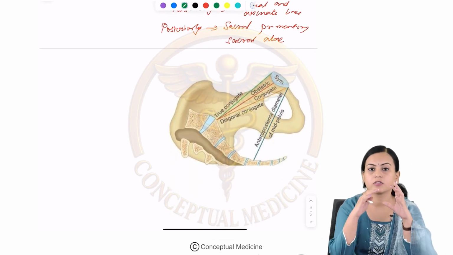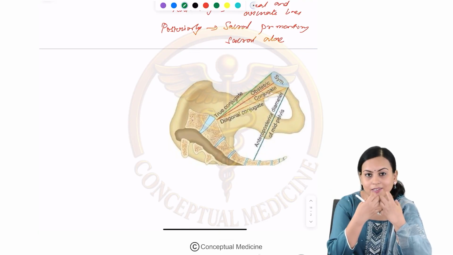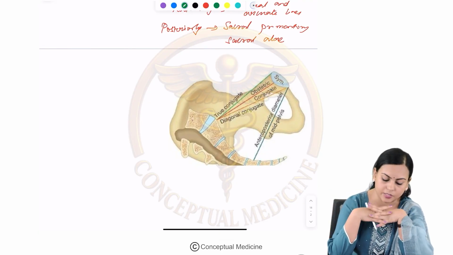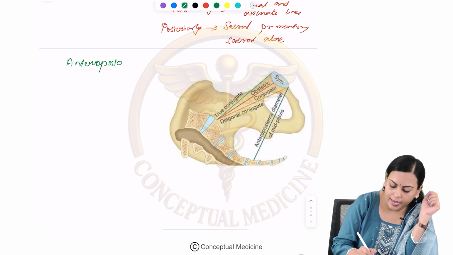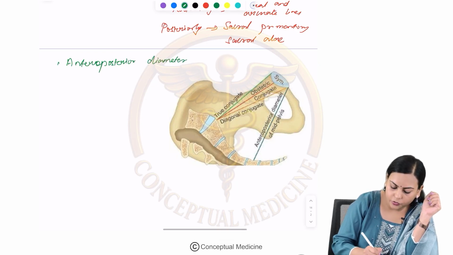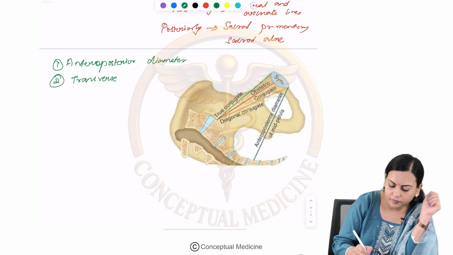We have to learn the dimensions of the pelvic inlet, which is very important in obstetrics. There are basically three diameters you have to learn. Number one is anteroposterior diameter. Number two is transverse diameter. Number three is oblique diameter.